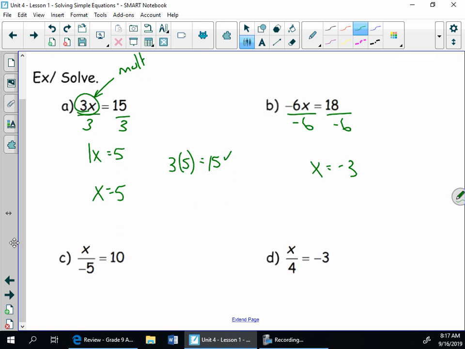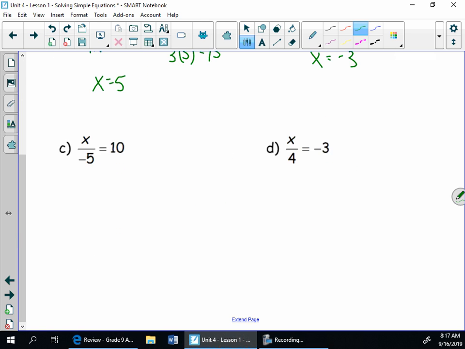Okay, here's the tricky ones. How do I get rid of a dividing by? Well, I multiply. What do I have to get rid of? I divide by -5, so let's multiply by -5. Put a -5 in front. What's going to happen with these two things? They're going to divide each other out, which is just x equals. But whatever I do to one side, I got to do the other side. And 10 times -5 is -50.